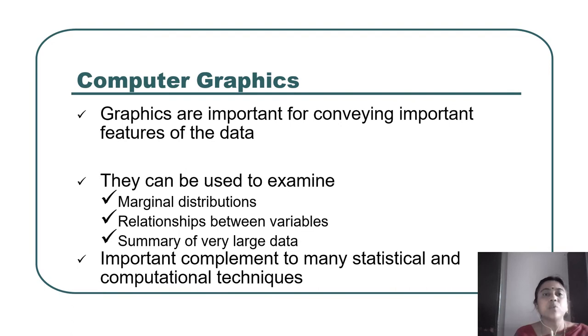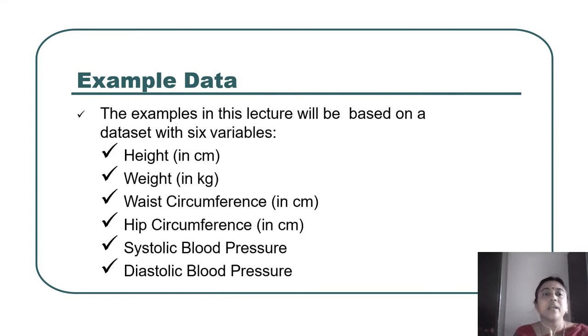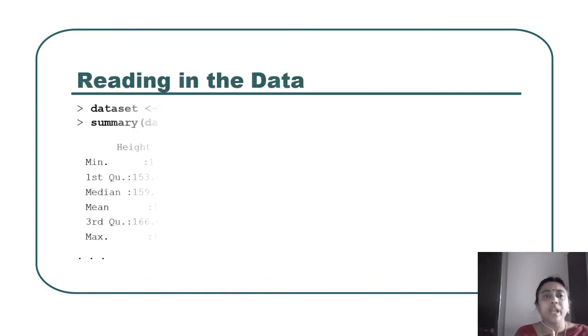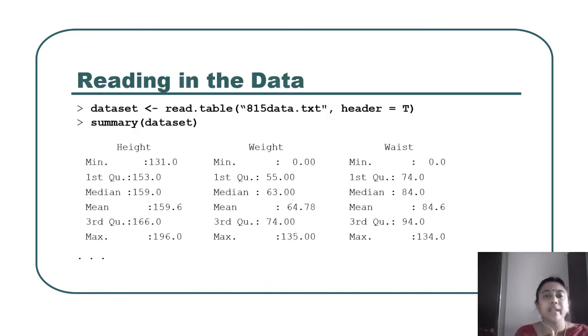Next, let us consider computer graphics. Graphics are important for conveying important features of the data. They can be used to examine marginal distributions, relationships between variables, and summaries of very large data. So they are important complements to many statistical and computational techniques. Next, let us consider some example data: height, weight, waist circumference, hip circumference, systolic blood pressure, diastolic blood pressure, and so on. This is the data file we have taken, and this is the command we can use to read the data: read.table.